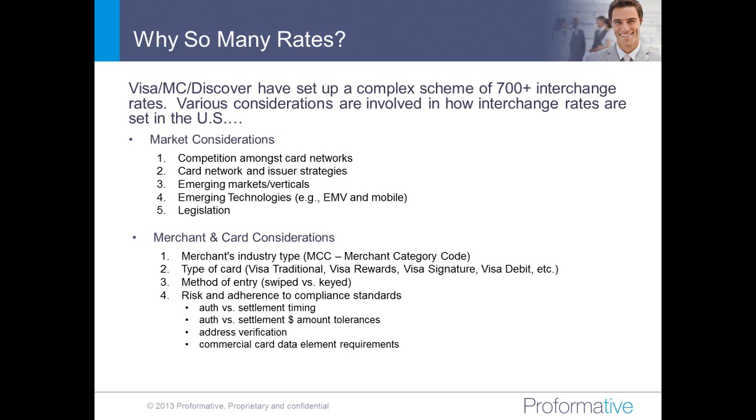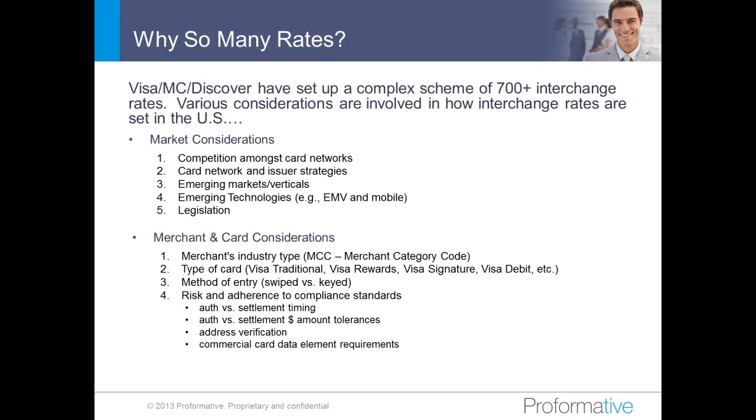There are also card network and issuer strategies as the card networks try to go after new verticals. Over the last decade, Visa and MasterCard have made attempts to go after small ticket transactions, government transactions, or emerging markets like education and telecom. In order to get new industries to accept cards, they offer lower, attractive rates, so that causes new rates to be built out. And also emerging technologies like EMV and mobile will cause an additional set of rates to come out in the marketplace.